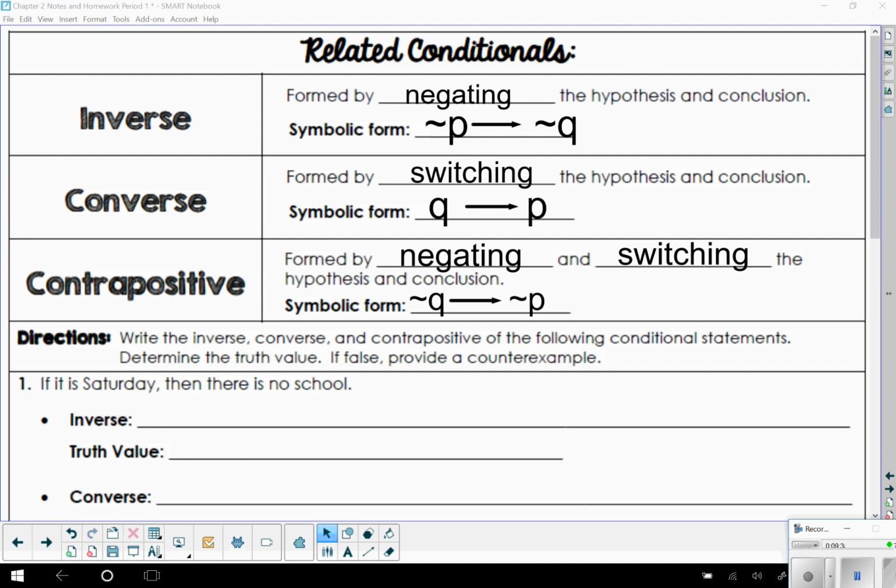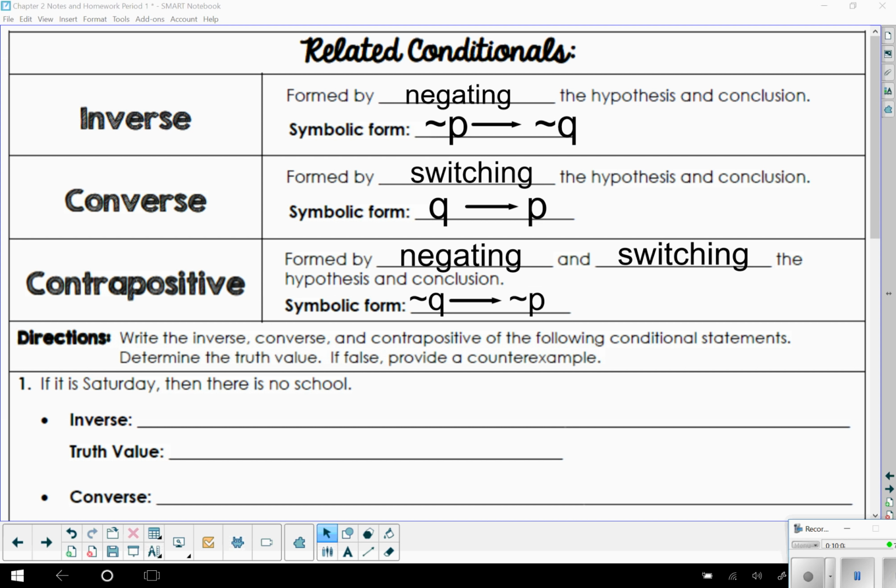Contrapositive is formed by negating and switching. So as you go up in words, you get longer and longer. The longer the word, the more stuff you have to do to it. So it's formed by negating and switching the hypothesis and the conclusion. That little symbol means you're negating it.